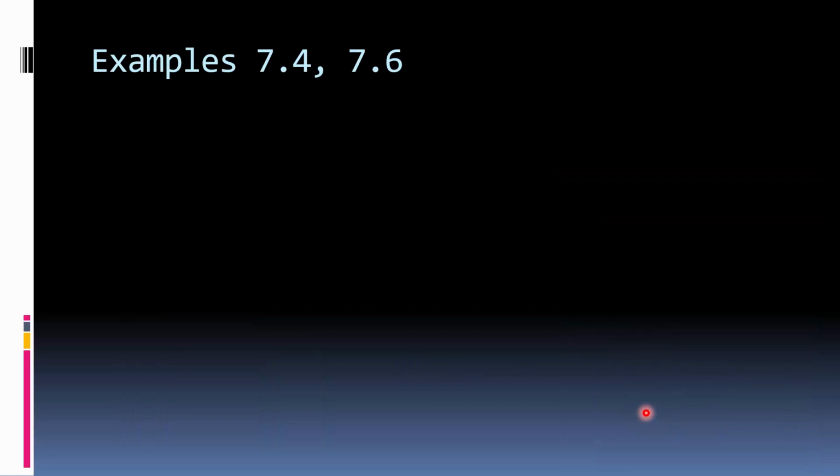So let's do a couple of examples to show this off. We'll do example 7.4 and 7.6.